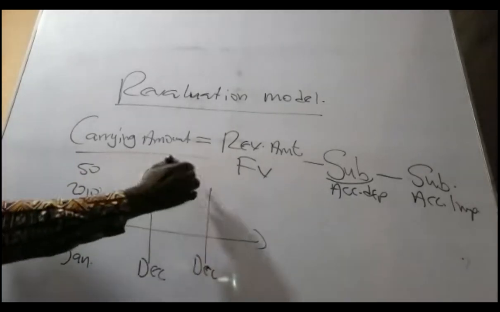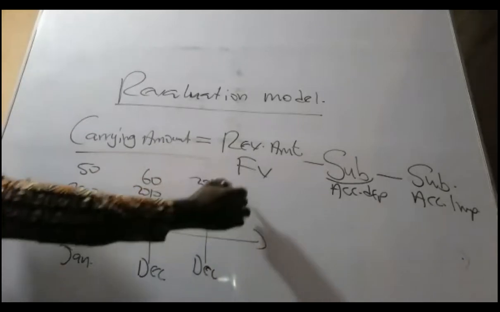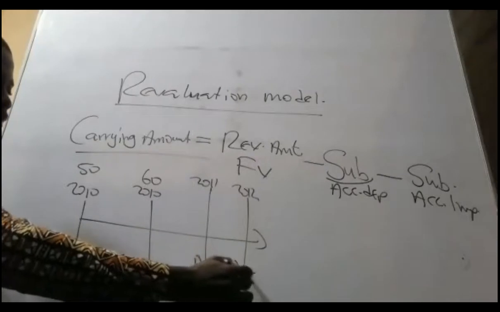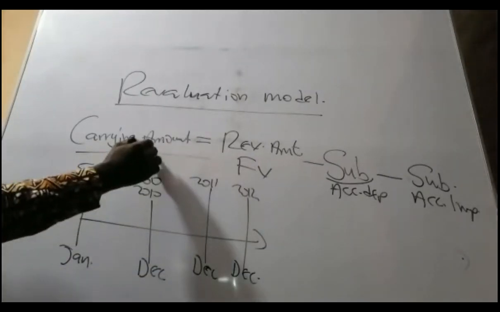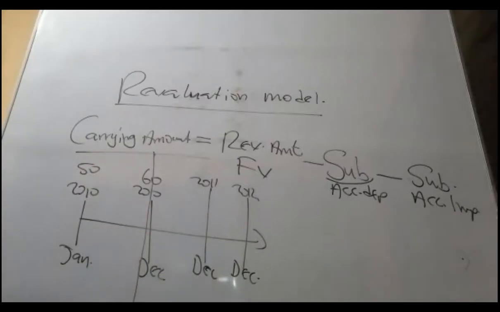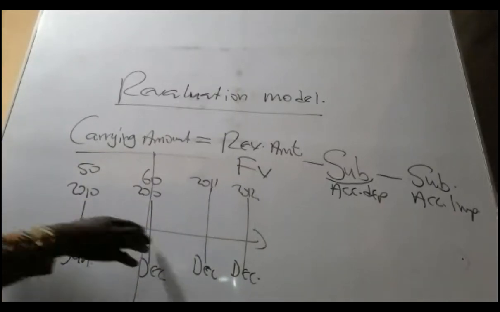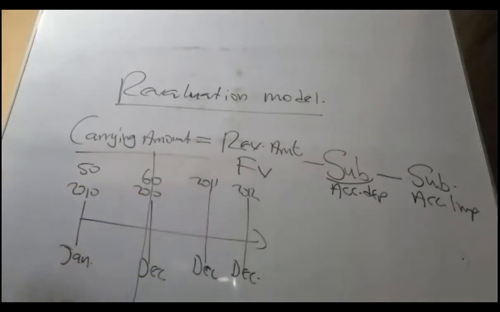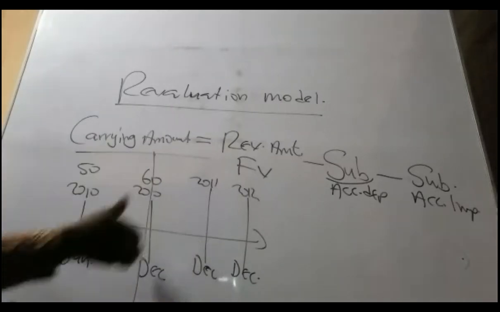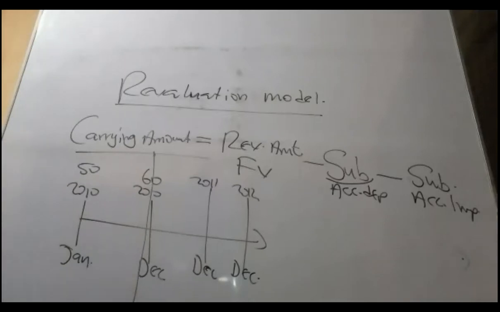December 2011 and December 2012, what happened there? It means that when you did a valuation here, this is where we did a valuation. So the current amount of the asset will be the fair value less the subsequent accumulated depreciation. It must be the depreciation after the valuation.